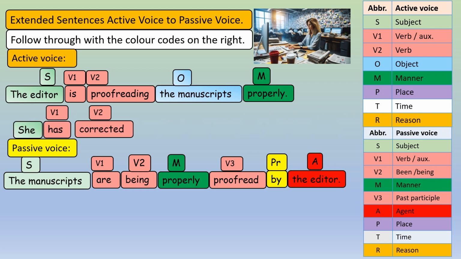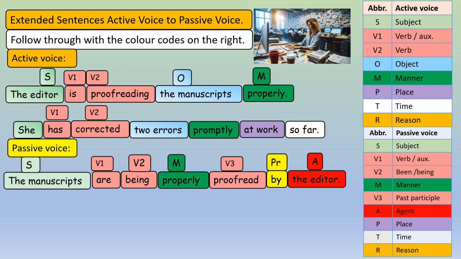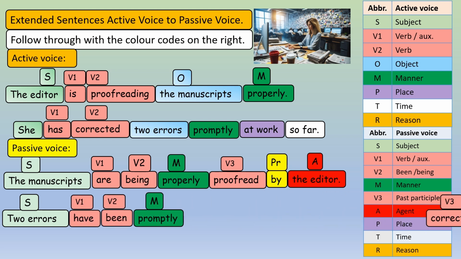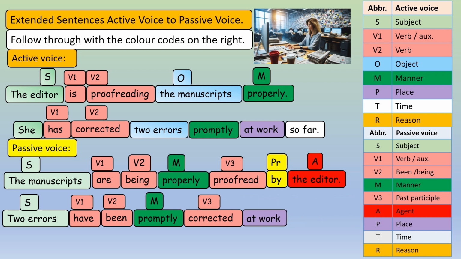Next sentence: She has corrected 2 errors promptly at work so far. That becomes, in the passive voice, we start again with the object of our active sentence. It now becomes the subject of the passive sentence. 2 errors have been promptly corrected, again our past participle, at work by her so far. And that wraps up the passive sentence.